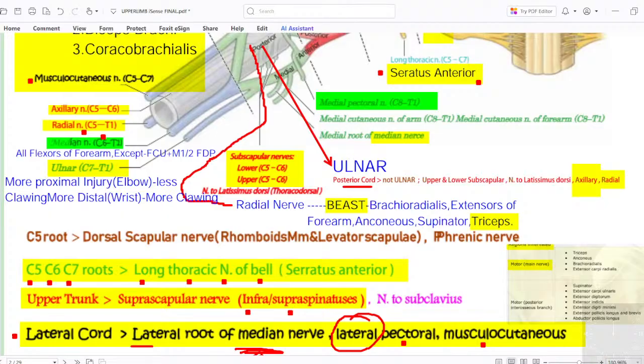Remember, ULs: upper and lower subscapular nerves, from the posterior cord. So it supplies subscapularis, and it is coming from the posterior cord.